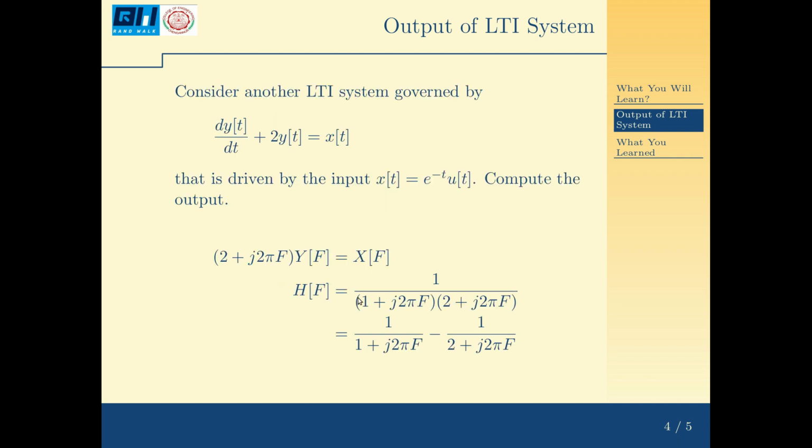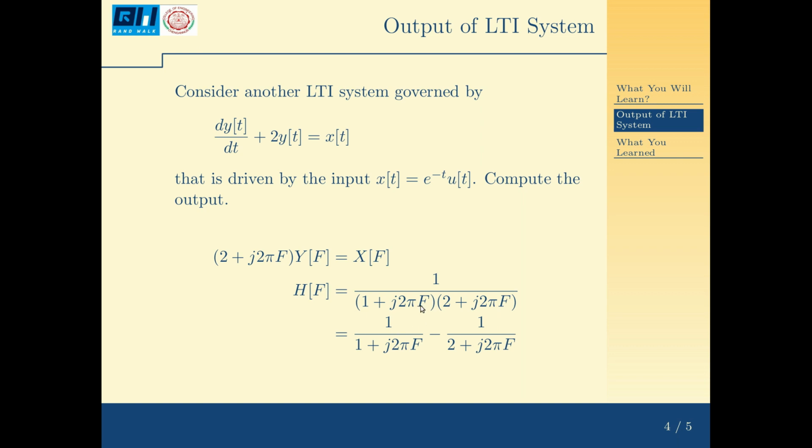Now consider another LTI system governed by dy(t)/dt plus 2y(t) equal to x(t), driven by the input x(t) equal to e raised to minus t u(t). Let us compute the output. Since x(t) equals e raised to minus t u(t), X(f) will be 1 by (1 plus j2πf). If I take the Fourier transform on the left side, it becomes (2 plus j2πf) into Y(f). So that's equal to X(f), which is 1 by (1 plus j2πf). So Y(f) becomes 1 by (1 plus j2πf) into (2 plus j2πf). I can put this into partial fractions by taking the residues.